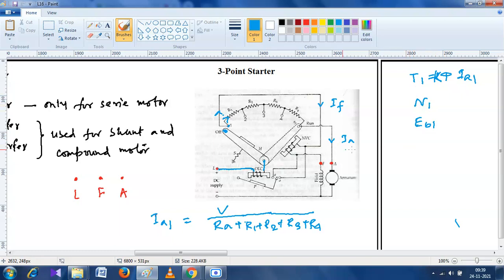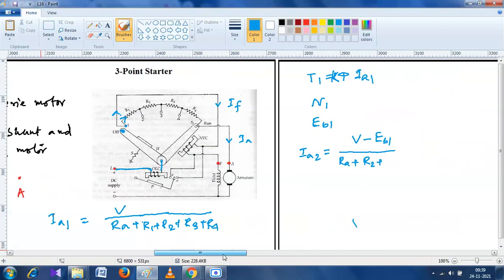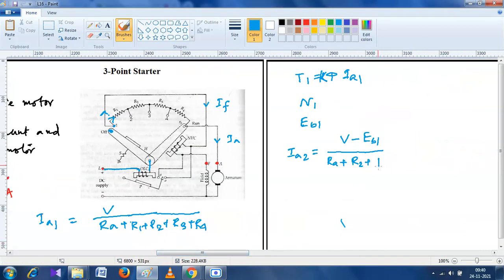So when we put the lever in position 2, what should be the value of current? This should be V minus EB1 divided by RA plus R2 plus R3 plus R4.